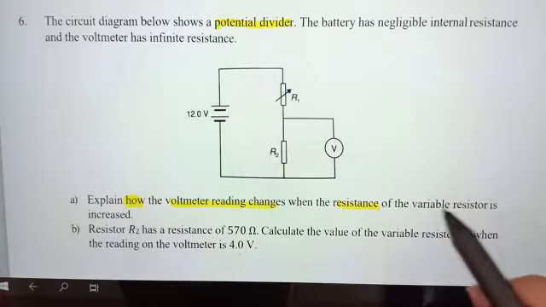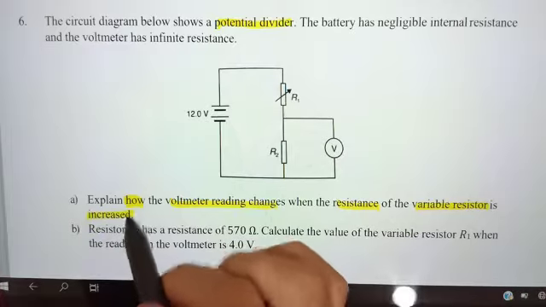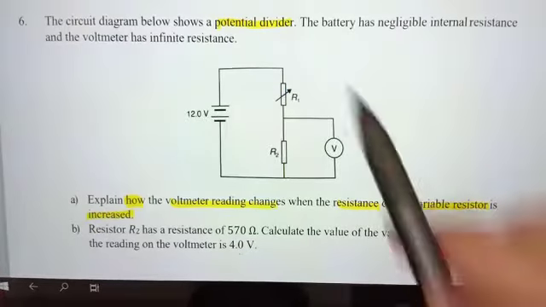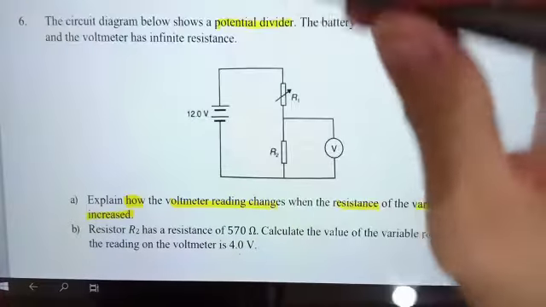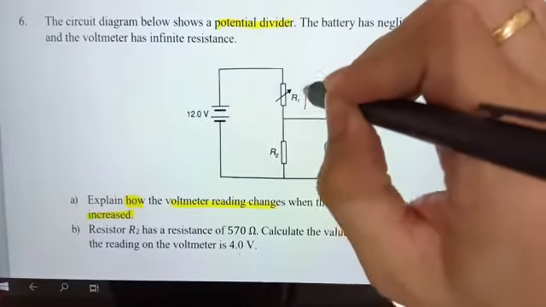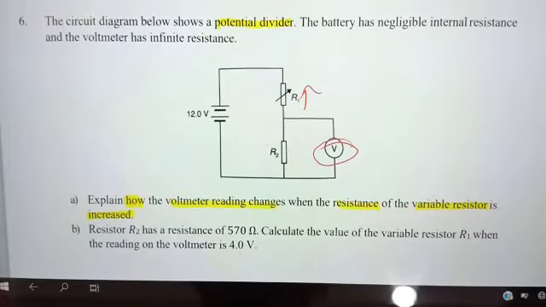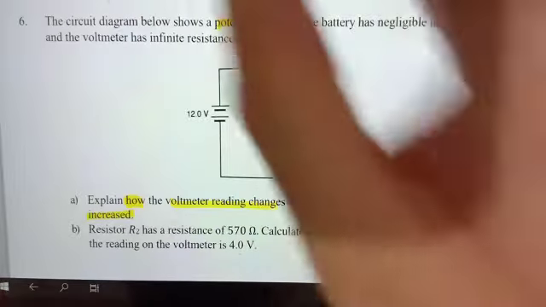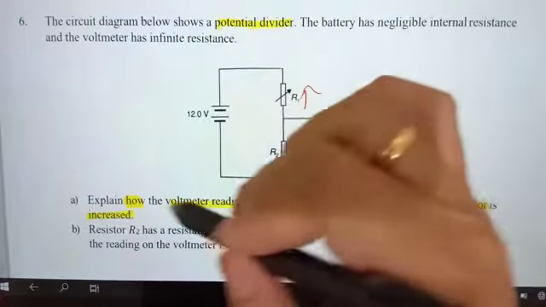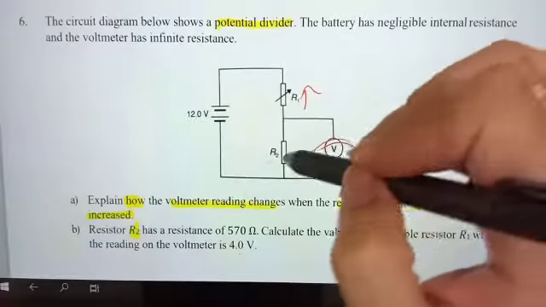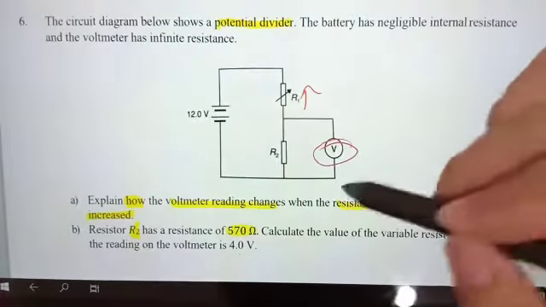If the resistance of the variable resistor is increased, that means if I increase the variable resistance, what will happen to the voltmeter reading? Please explain. Then next, resistance R2 is 570 ohm.